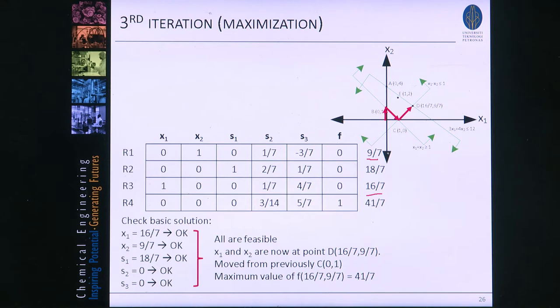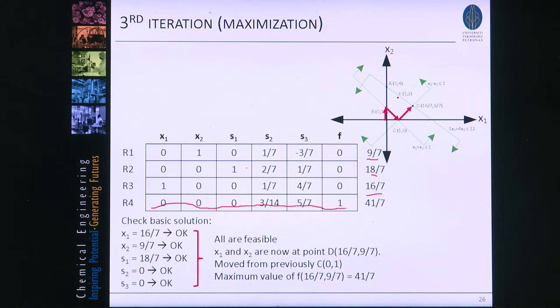If we put it in the graph, we know that this is already at point D. S1 is 18/7, sorry, S1 is 18/7, and S2 and S3 are all zeros, so they are all feasible as we know it. They are feasible, and we don't find any negative values in the last row.